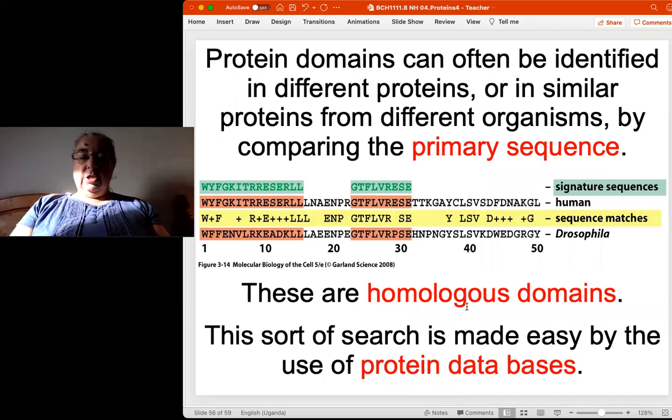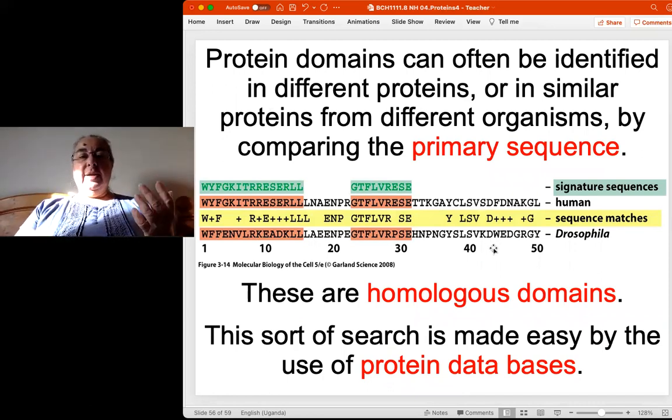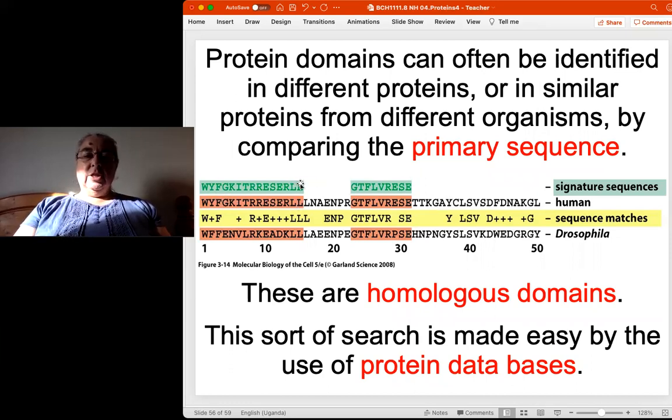And we've talked about databases. A very common investigation that can be done using protein databases is to look for domains within proteins. So here you'll see an alignment of a number of proteins, primary sequence, amino acid sequences lined up together, being searched for what's called signature sequences.